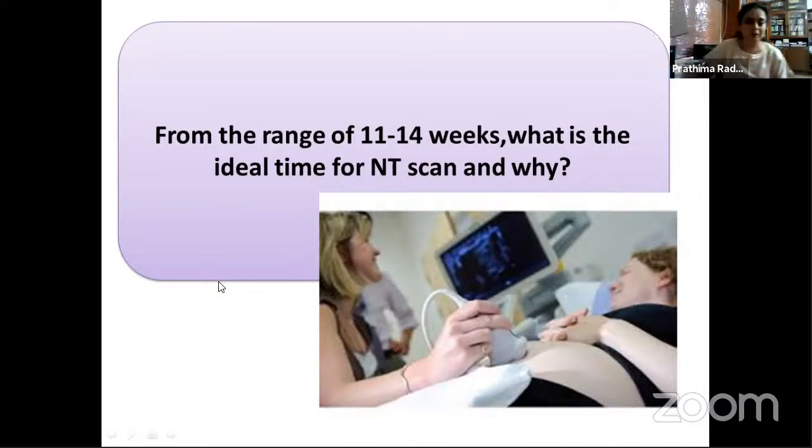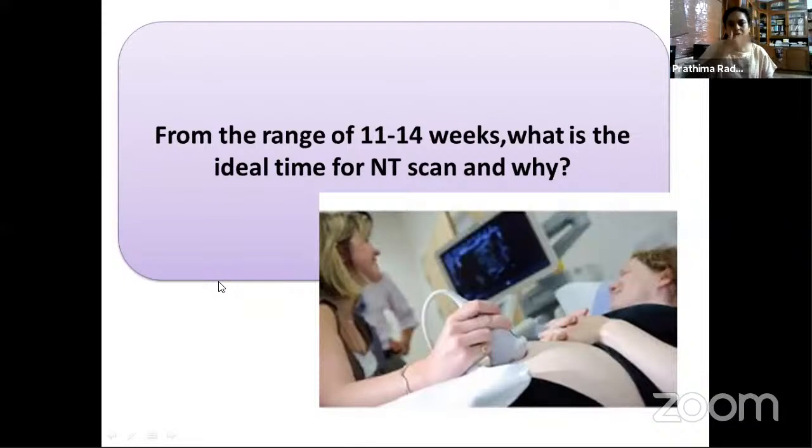I'm fine. I think 12-13 weeks is what I would prefer. If the patient comes at 45, 46 CRL, you can complete the scan. You can do the NT scan. There is absolutely nothing wrong, and you can do it.